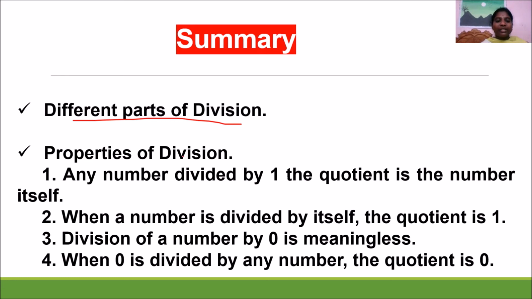Next, we learned the properties of division. The first property: any number divided by 1, the quotient is the number itself. Second, when a number is divided by itself, the quotient is 1. Third, division of a number by 0 is meaningless. Fourth property: when 0 is divided by any number, the quotient is 0.